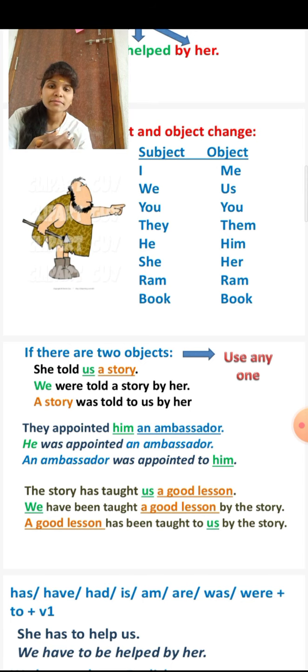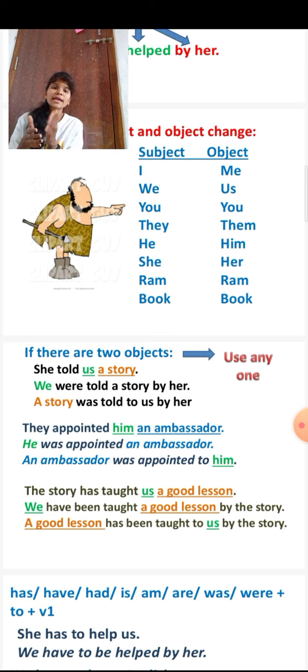They appointed him an ambassador. Here also you have two objects. They is the subject, appointed is the verb form, him is an object, and an ambassador is also an object. So now you again use any one: he was appointed an ambassador, or an ambassador was appointed to him. And the next example is, the story has taught us a good lesson. Here us and a good lesson, both are the two objects you have.